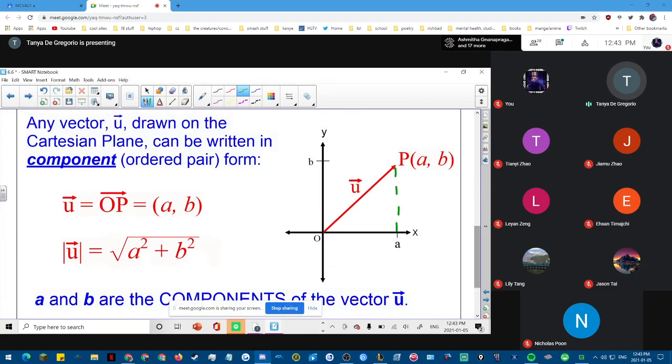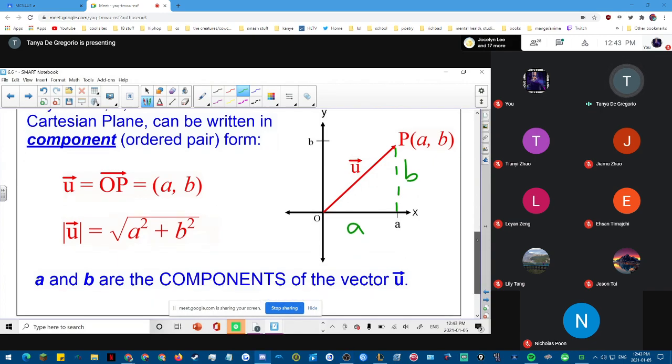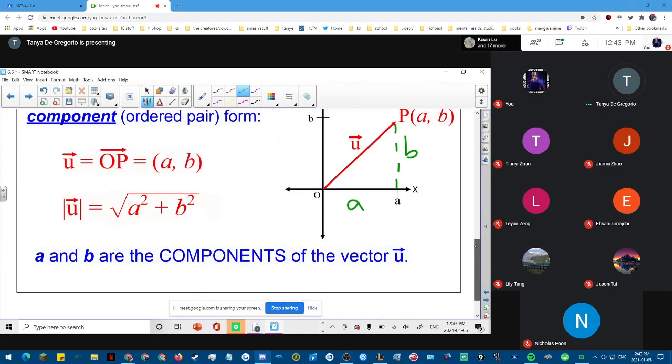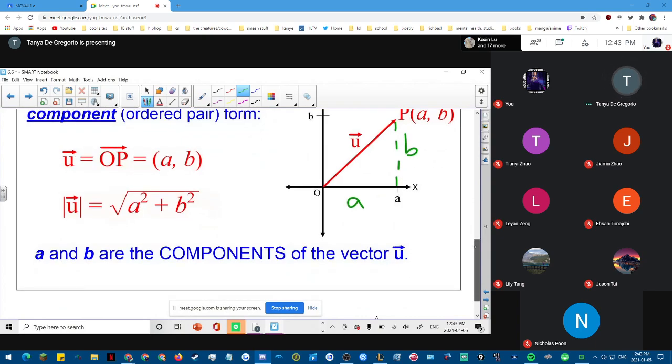So if I want to find the length or the magnitude of that vector u, then all I need to do is use the Pythagorean theorem, right? We see that we have a right angle triangle formed there, and I know how many units are there, and we just use the Pythagorean theorem. So to find the magnitude of u, it's just the square root of a squared plus b squared, very simple math. So a and b, we say, are the components of vector u. That's how we make up vector u.